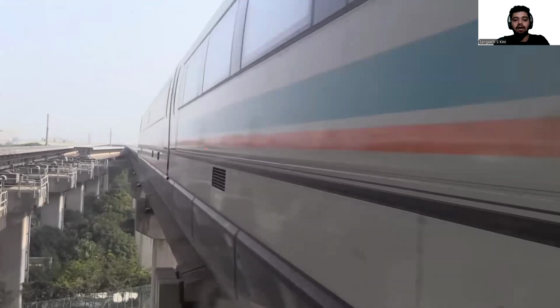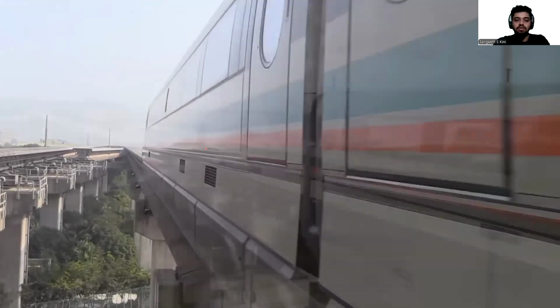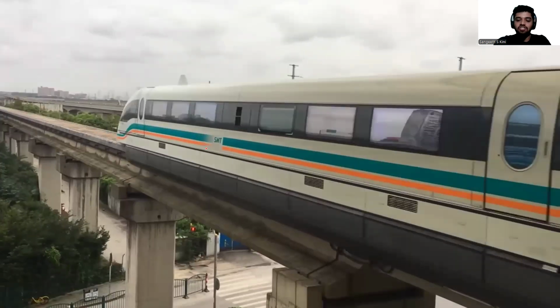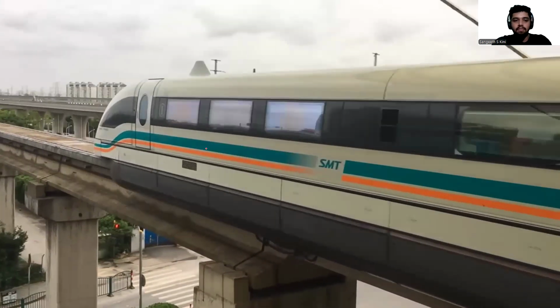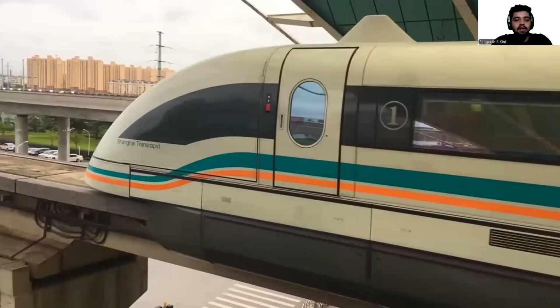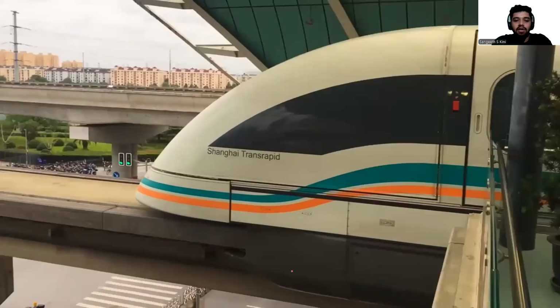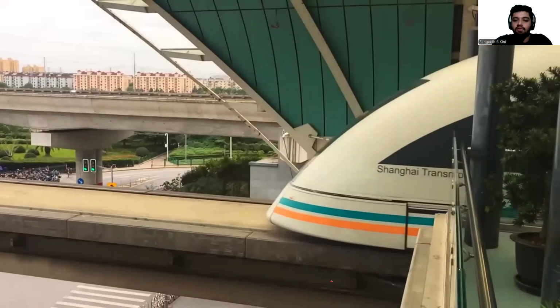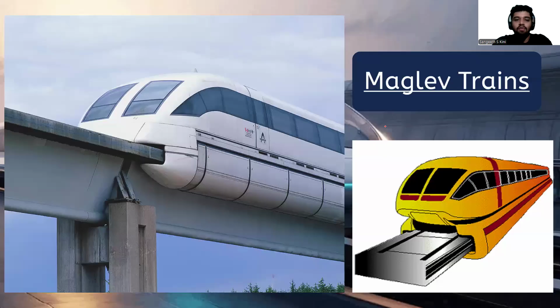It comes towards a station in China. You see this here? There will be no rail and no wheel for this train. There will be no wheels or rails for this train, which is very peculiar, very unique compared to our trains.